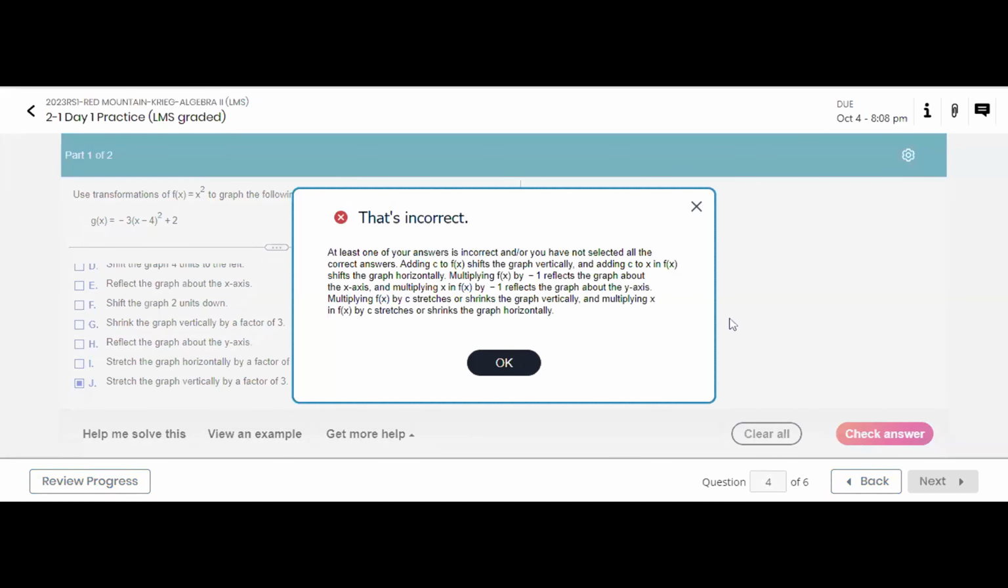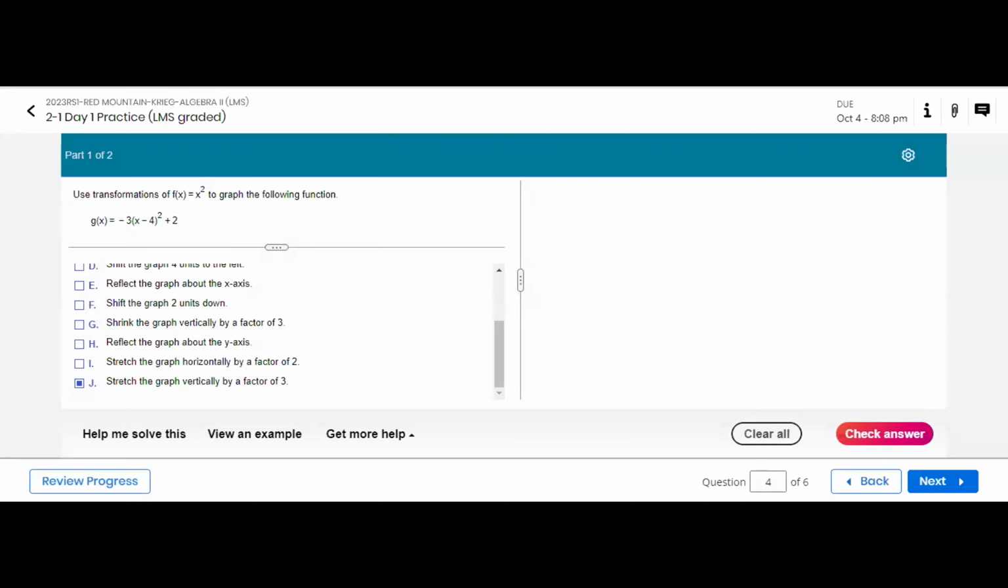Okay. Let me see, go ahead and hit okay. Let me go look at what you checked, maybe I missed something. You can hit the okay. We're just gonna scroll up.